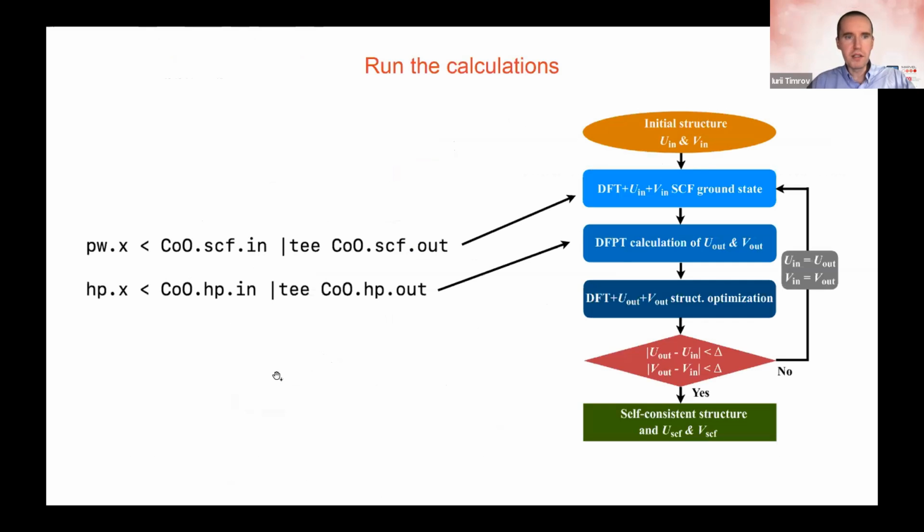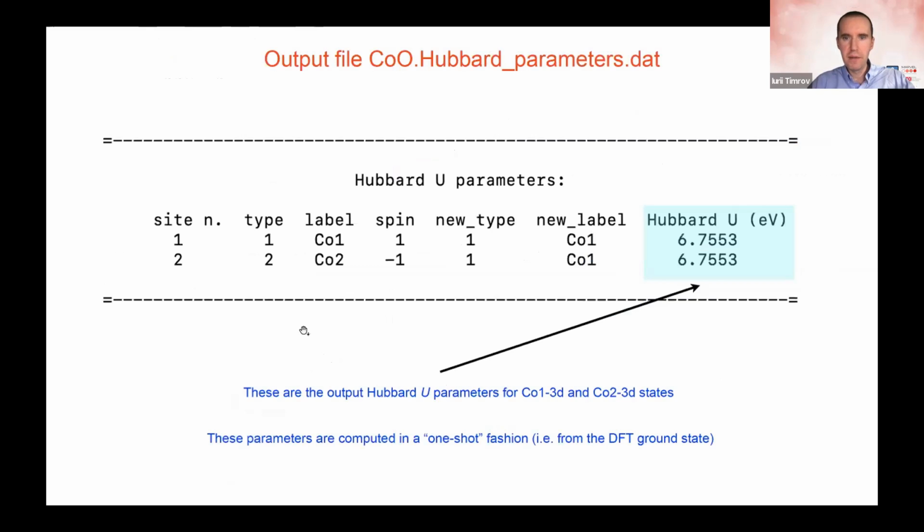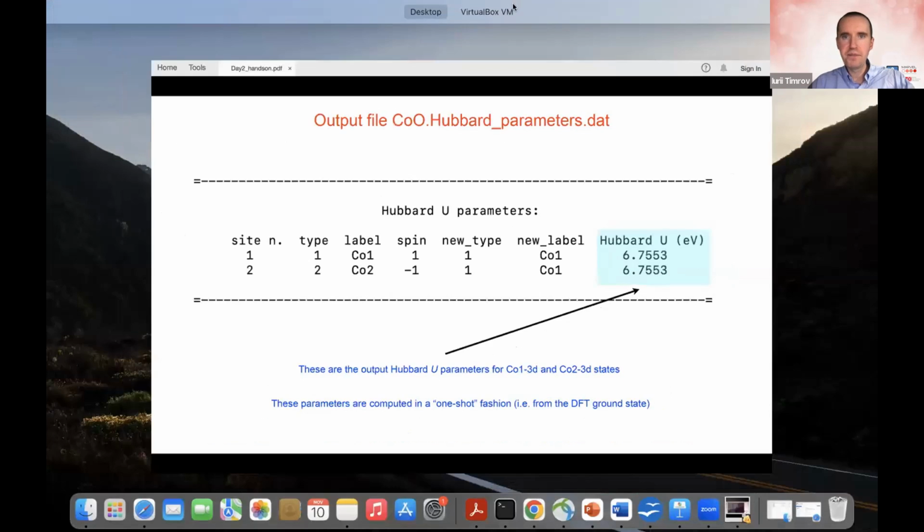Okay, so now we need to perform 2 calculations. The first, the ground state, and the second, the linear response calculation using the HP code. And these are the values that we should obtain. For both types of cobalt, we should obtain the value of 6.7553 electron volts. So let's try to do that.